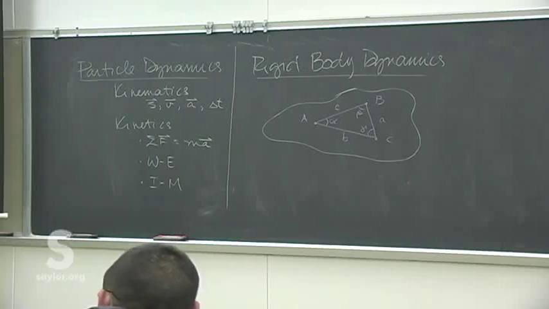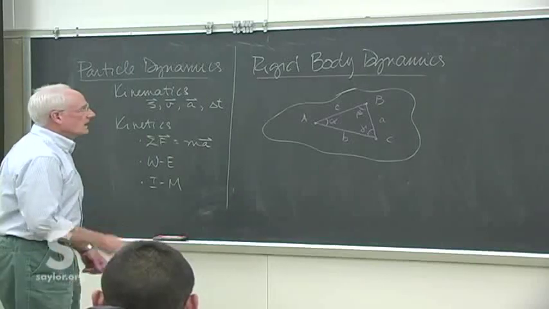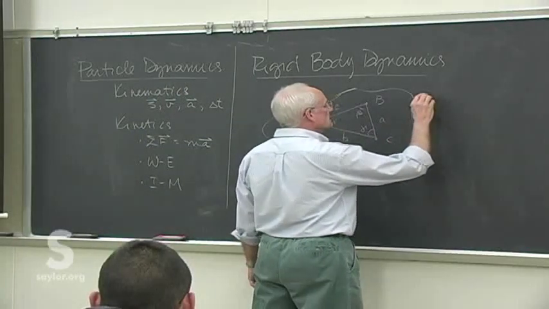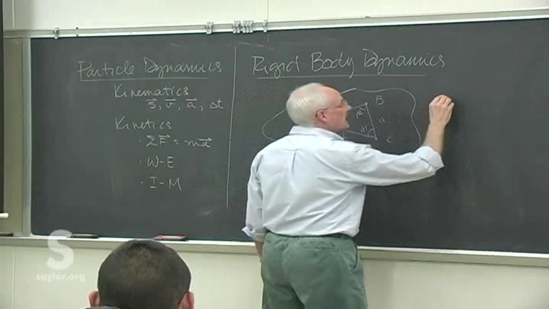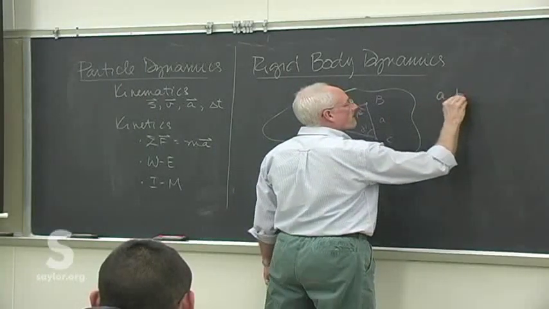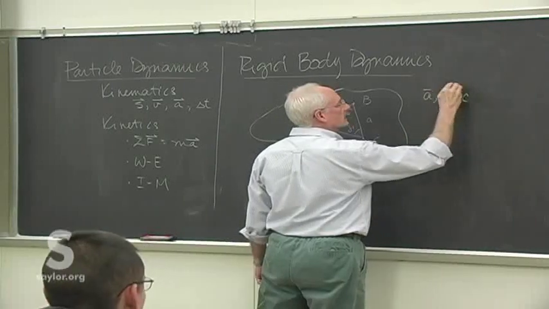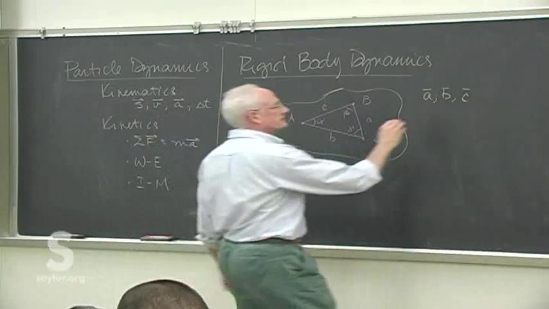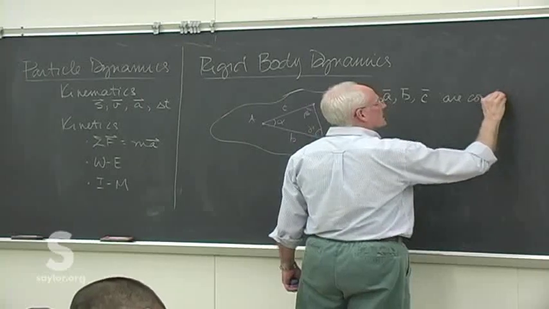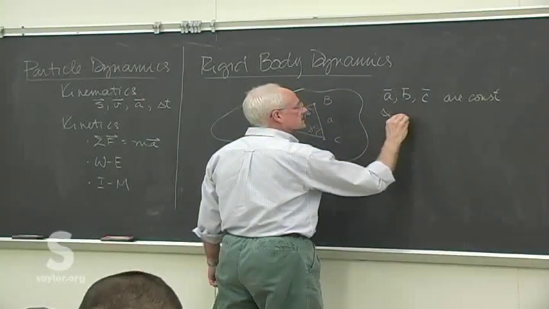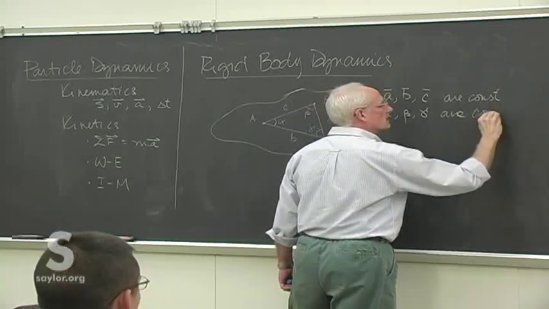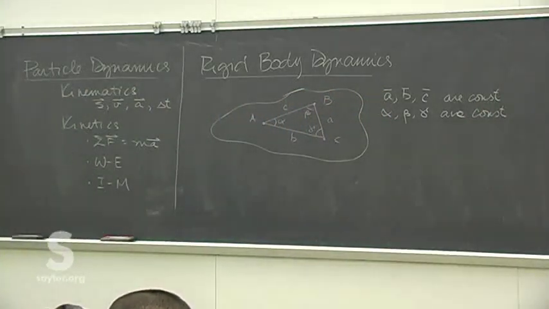Doesn't matter, as long as we got some labeling system. So a rigid body is such that these things are always invariant: the length of the sides, I guess I have to put a symbol for line segment, the line segments A, B, and C are constant, as well as the included angles, alpha, beta, and gamma. The values measured at any time during the problem for those three things will always be the same.